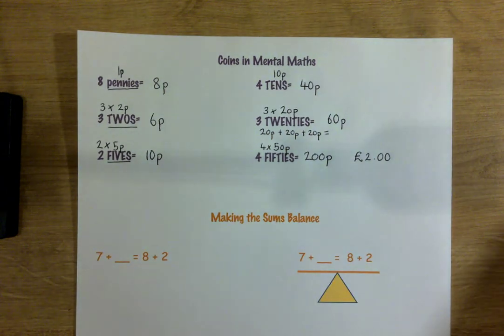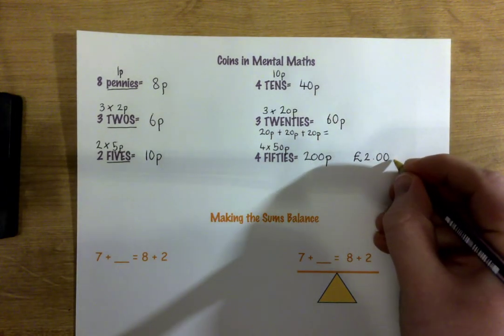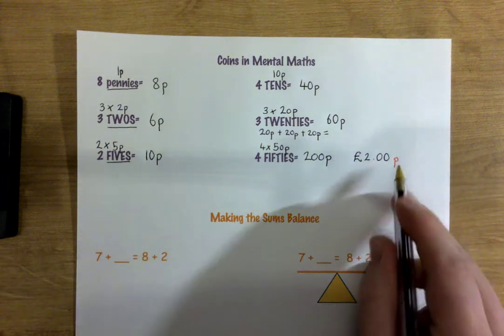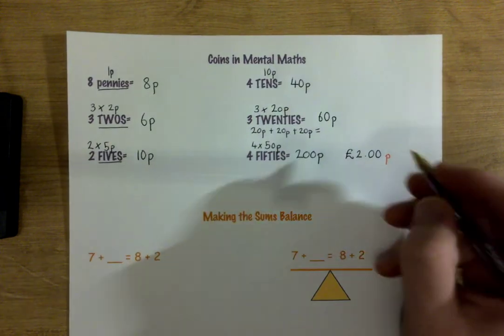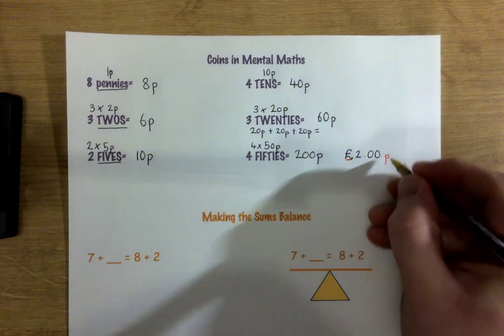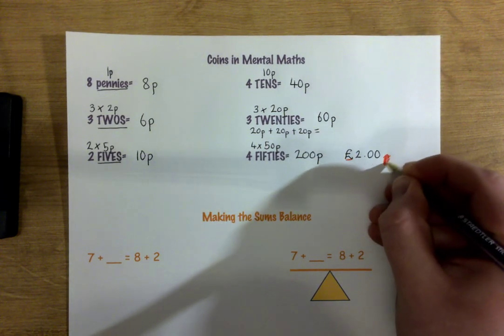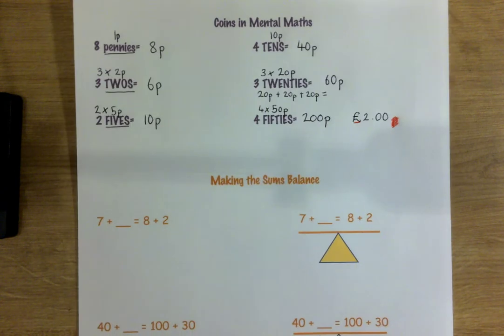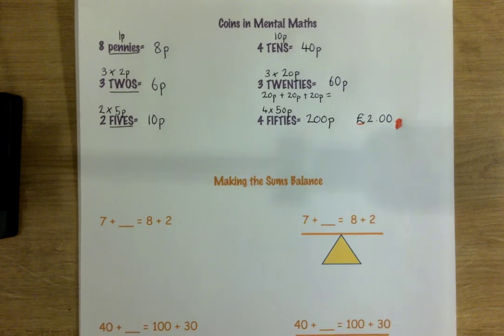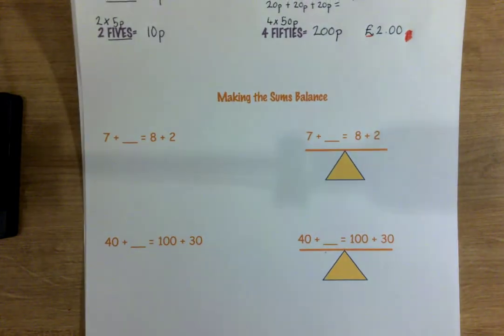Now, some P4s, quite a lot actually, have the urge to put P at the end of this. So £2.00p. But because we have the pound sign, we don't need the pence sign. Okay? Now, moving on, another tricky concept is making the sums balance.